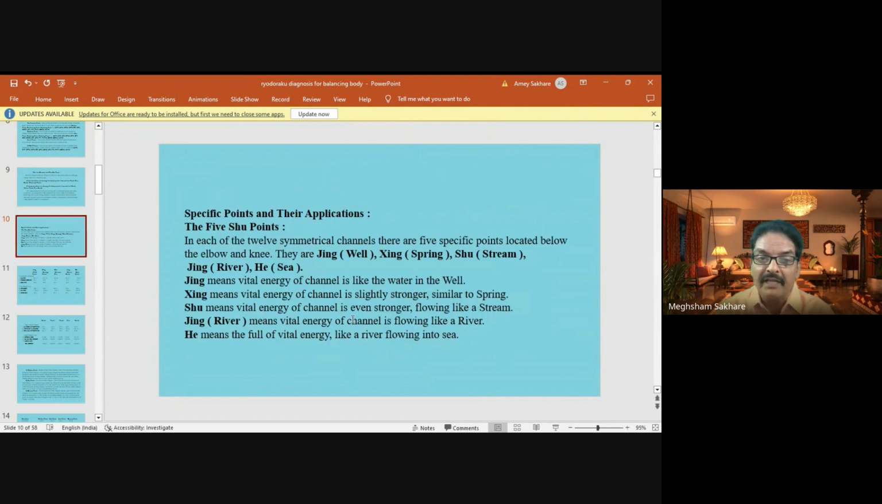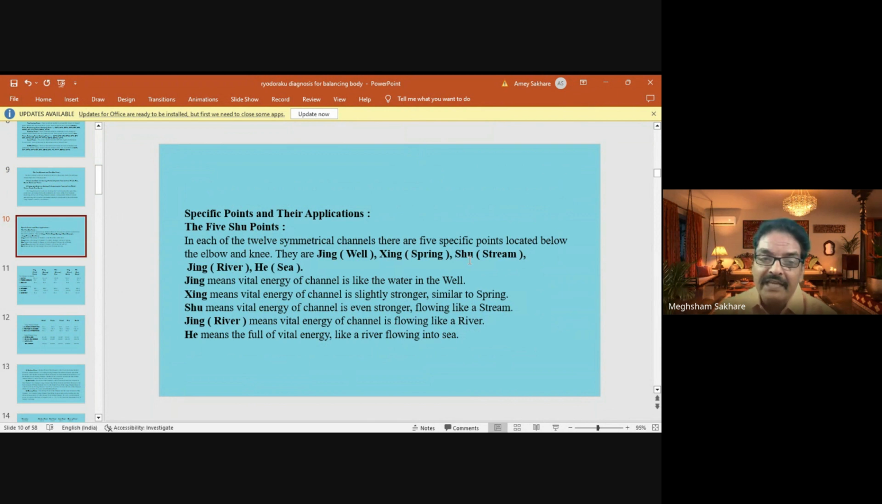Specific points and their applications. On each of the 12 symmetrical channels, there are five specific points located below the elbow and knee. They are Jing well, Jing spring, Shu stream, Jing river, and He sea. Jing well means the vital energy of the channel is like water in a well, and Jing spring means the vital energy of the channel is slightly stronger, similar to a spring.